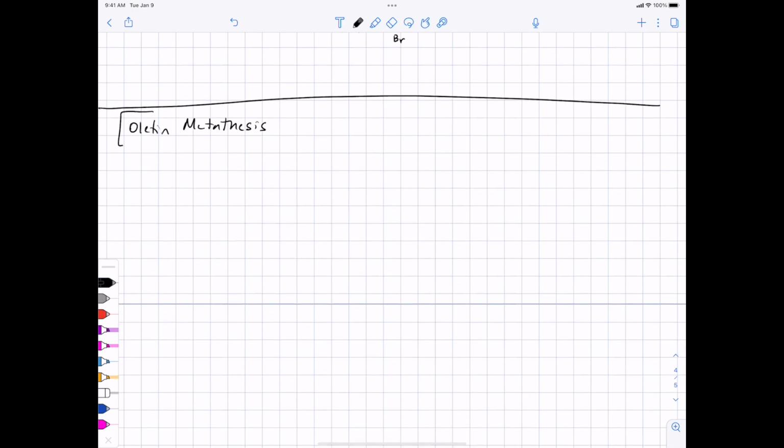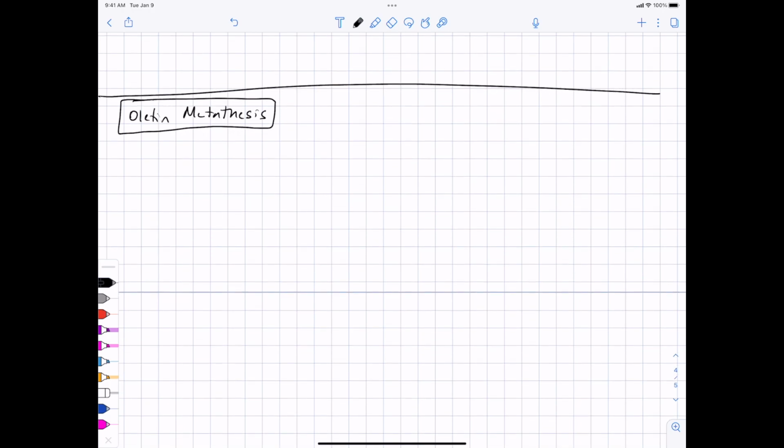Metathesis is a reaction that involves connecting or cross-linking or trading groups. So let me give you an overview of this process. We here have alkene 1. This is called a terminal olefin because it's got a CH2 group on one side. And then maybe alkene 2, which is also a terminal olefin.